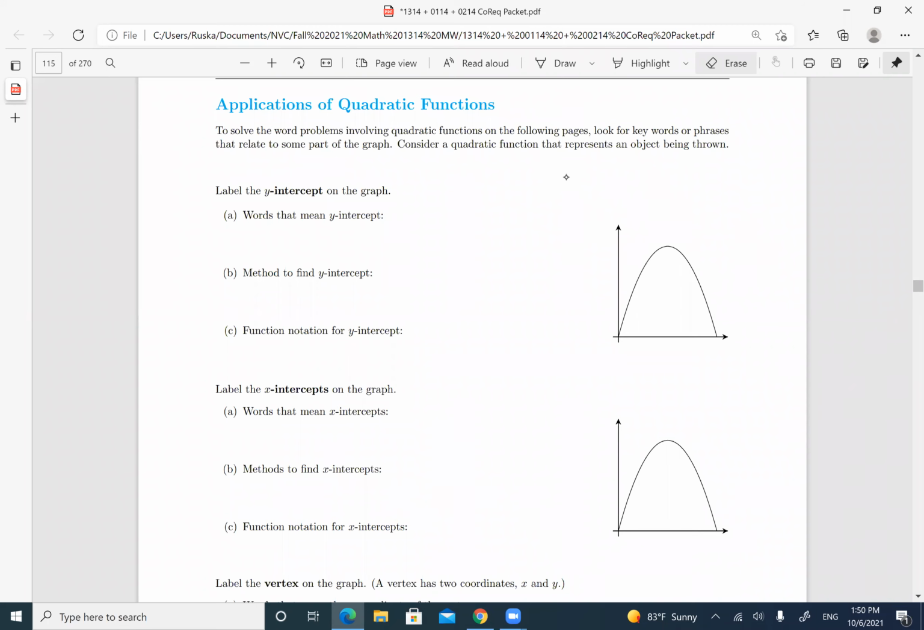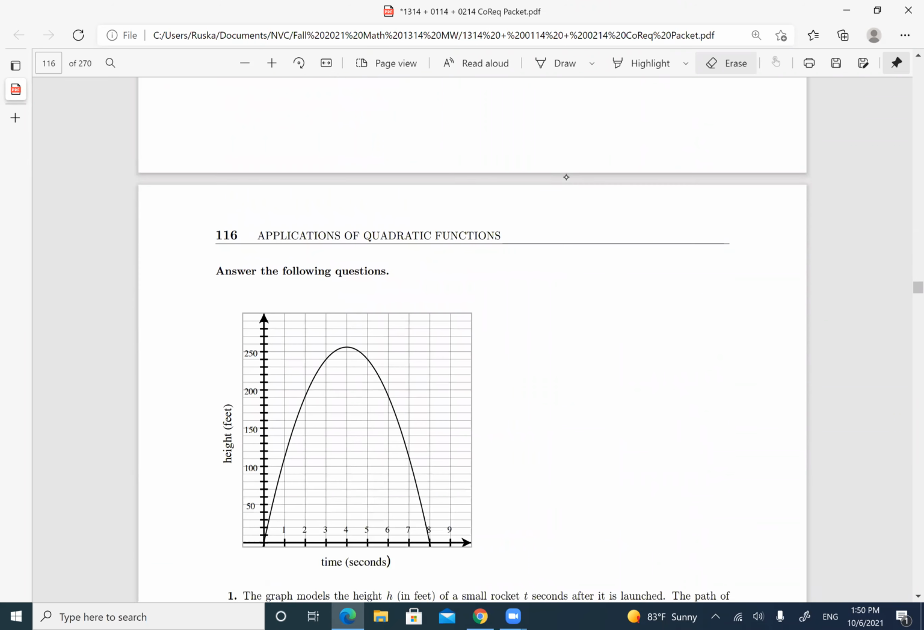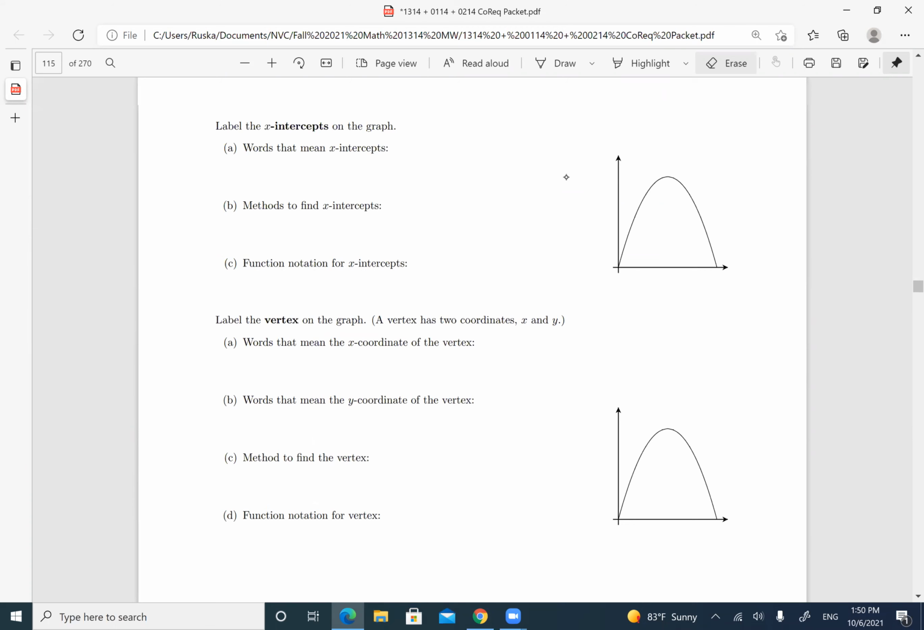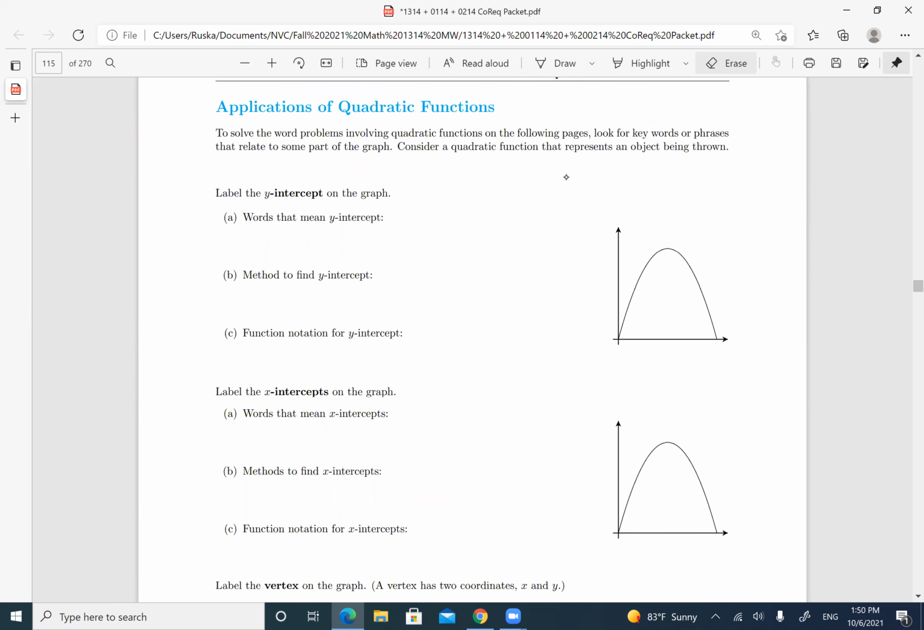Yeah, I'm going to do those. I'm going to solve a few of those. And then we're going to put you in groups to work on your homework. Okay, so let's go over this number, page 115. So these are applications.